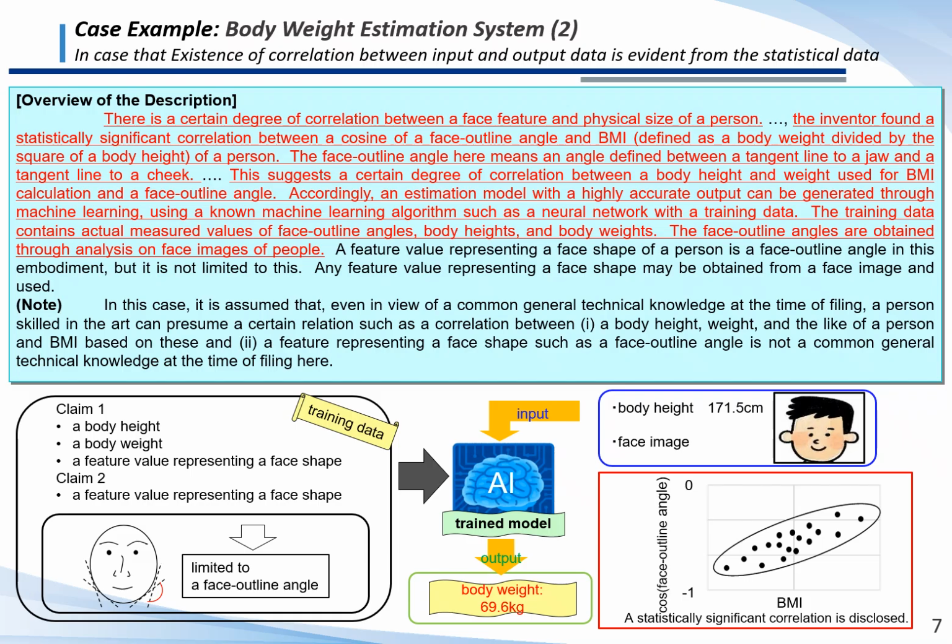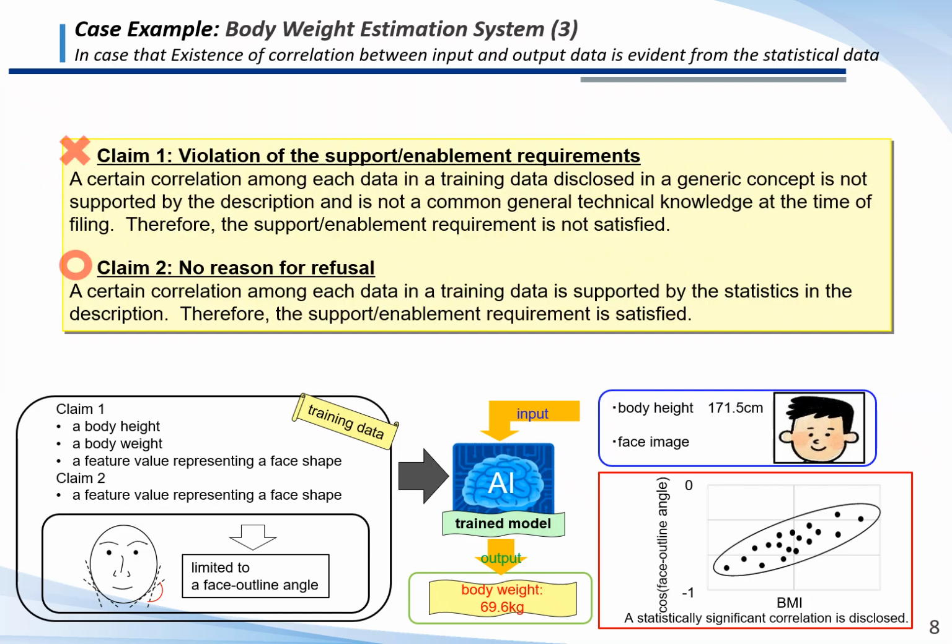However, the description does not include any certain relationship, such as a correlation, between a feature value representing a face shape other than a face outline angle and the person's body height, weight, or BMI based on these. And, as a premise, it is assumed that, even in view of common general technical knowledge at the time of filing, a person skilled in the art cannot presume any certain relationship between such values. Therefore, for Claim 1, the support and enablement requirements are not satisfied.